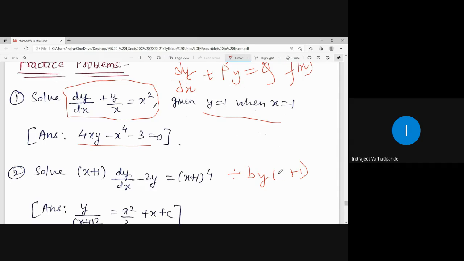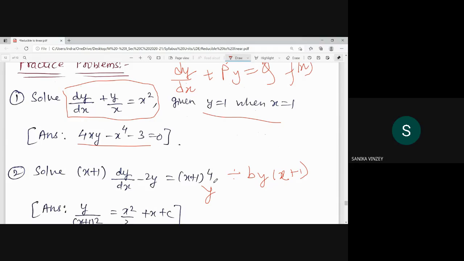Then which form is it? Linear, of the form dy by dx plus py equals q, because here also it is a function of x, and here also a function of x. y is the only term which is linear, and its differential coefficient dy by dx also occurs in degree 1. They are not multiplied together. So I can conclude that it is again a linear differential equation with dependent variable y. Is this clear? Yes, sir.